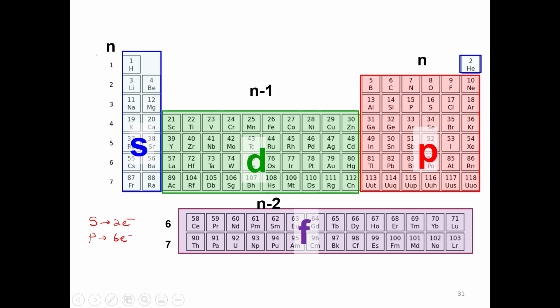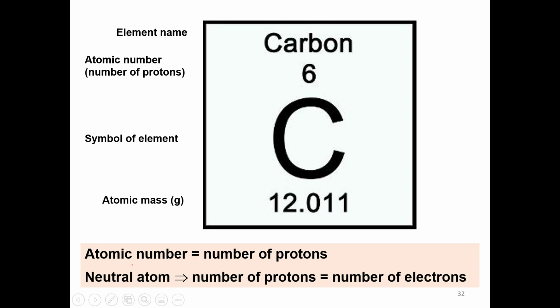In the case of D, the maximum electrons it can hold is 10 electrons. And if you count here, you will have 1, 2, 3, 4, 5, 6, 7, 8, 9, 10. This is why here we have 10 columns for D. In the case of F, we have 14 electrons: 1, 2, 3, 4, 5, 6, 7, 8, 9, 10, 11, 12, 13, 14. This is why this can hold just 14 electrons. We have 14 columns here. Then let's move to the next.